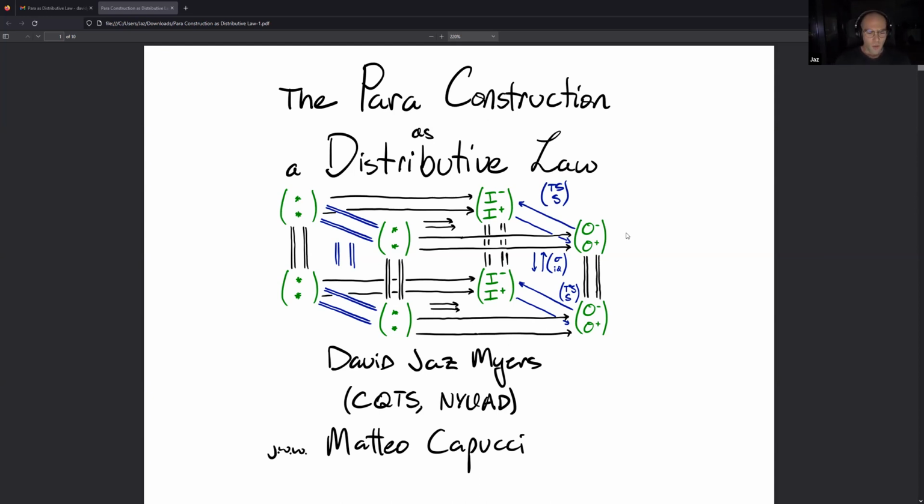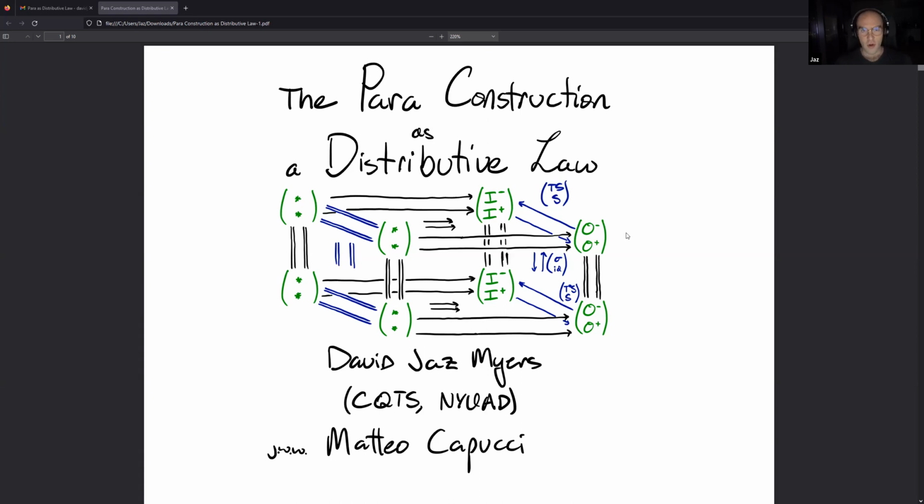So the one thing that's sort of obvious to note about this, if you've seen the para construction before, and if you haven't, don't worry, I'm going to explain what it is very shortly. If you've seen it before, this triple category really looks like the para construction applied to this double category of lenses that Matteo was talking about. And so we set about trying to show that it was in fact just the para construction applied to that double category. And we've done that by viewing the para construction as a distributive law.